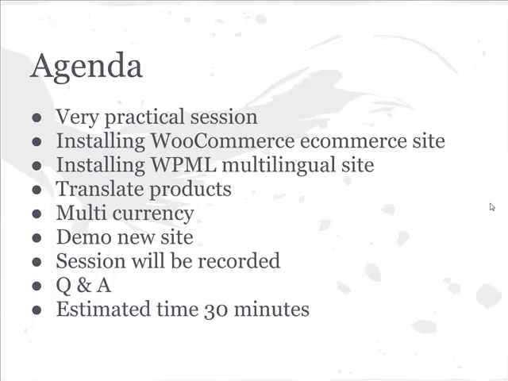Using these two plugins, we can hold multiple products, but we can also hold the products in multiple currencies. So for example, if somebody from the US comes to your site, they can see the product in English and in US dollars. If they're from France, they could see it in French and in euros. I'll show you how to do that, and we'll go through those various steps, and I'll demo the site once we've done that.